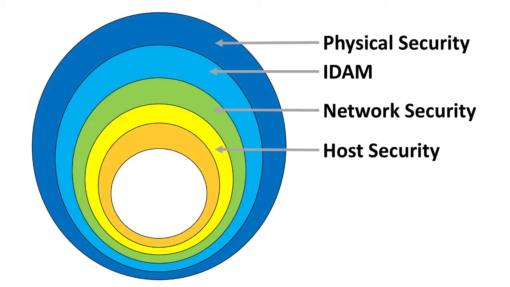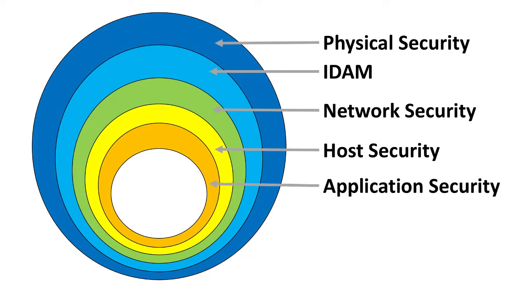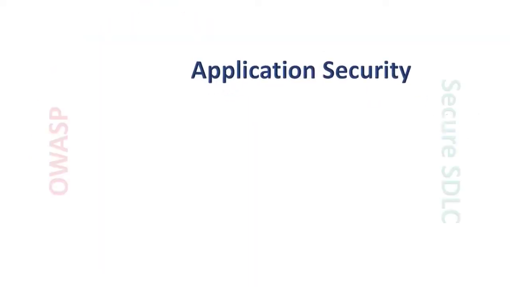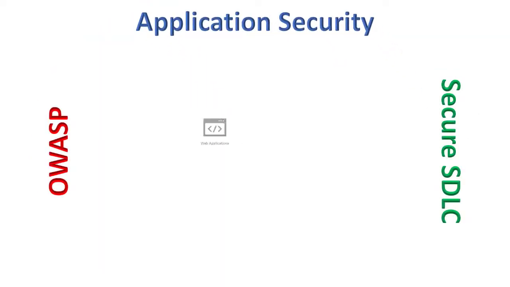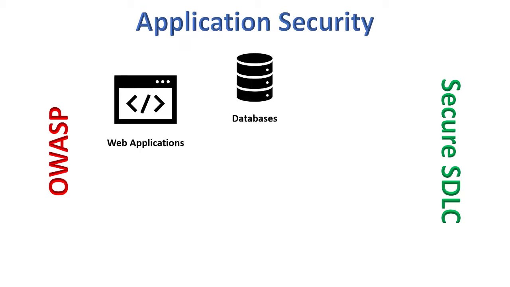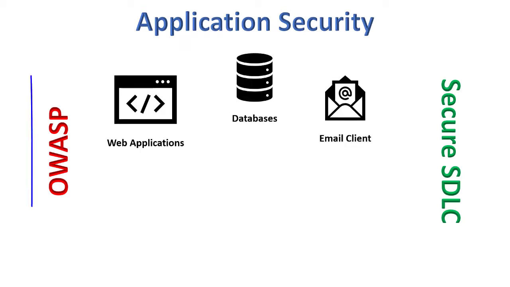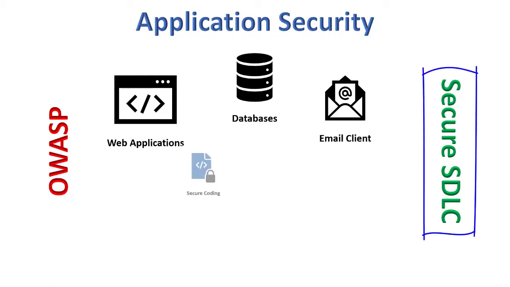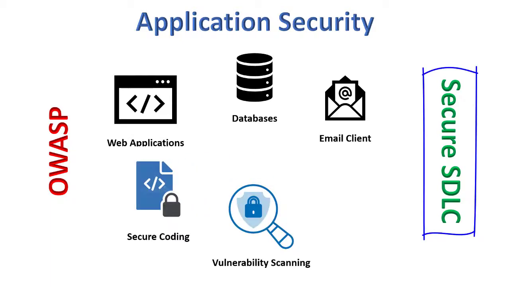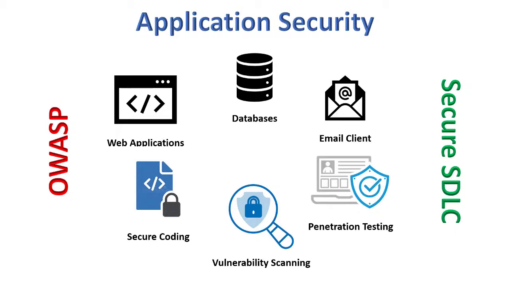The fifth layer of security is application security. This involves securing the software applications that run on a system, such as web applications, databases, and email clients. OWASP lists the common vulnerability at the application layer. Application security controls include secure SDLC practices like secure coding, vulnerability scanning, penetration testing, etc.